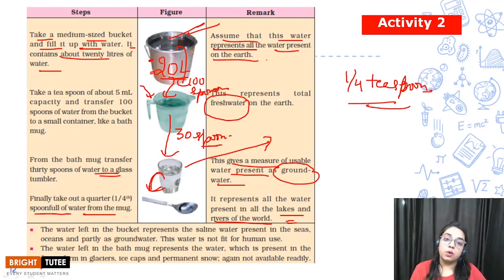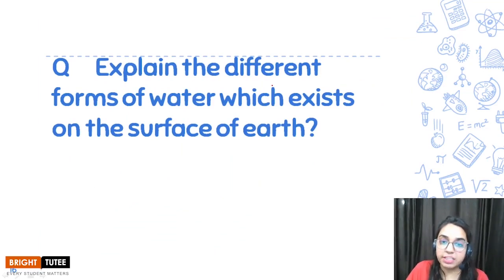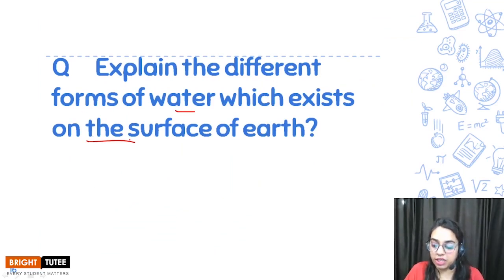Whereas children, the whole water which is present mostly in the ocean is actually the saline water. It is salty in nature. Why? Because of the presence of so many salts in it. Okay. So the question is, explain the different forms of water which exist on the earth. Okay children, and we are going to understand this with the help of a diagram.